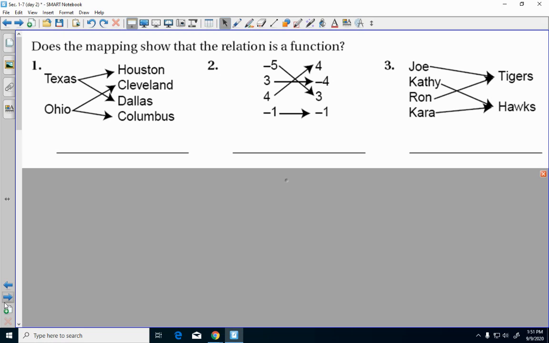These are more back to mappings. Any of those three work? So you're looking at them differently. Ian, give me one that works. Perfect. 2 is good. Because every one of these values on the left-hand side doesn't go to any other place other than 3. Good. Because nobody's playing for multiple teams, right? Joe's only playing for one team. Kathy's only playing for one team. Number 1 is in or out? Out. It's a true statement, right, because they're going 2 places. It's not wrong, but it's not a function by definition.